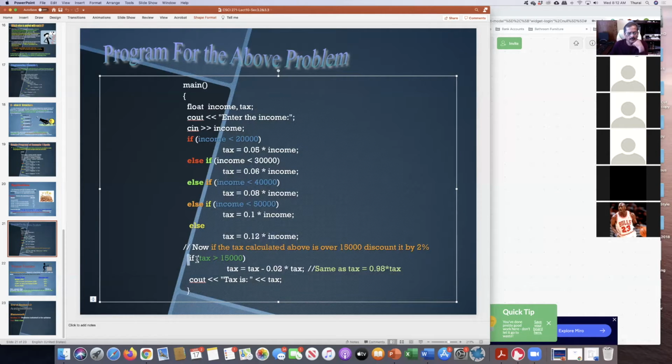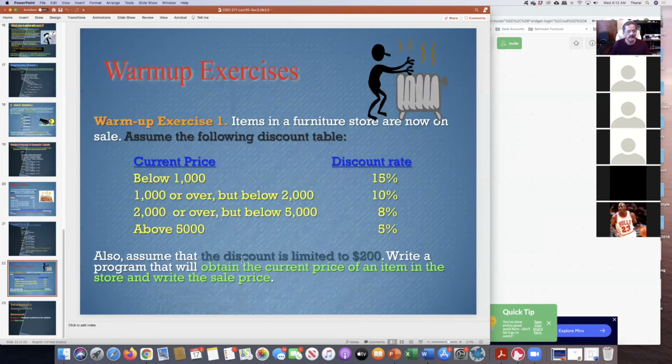And finally, we just have to compare the tax against 15,000. If it is over 15,000, then reduce by 2%. And then you can write the output. That's the tax amount. Okay, so now let's do a warm-up exercise.